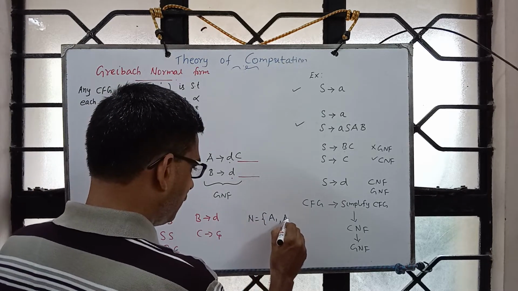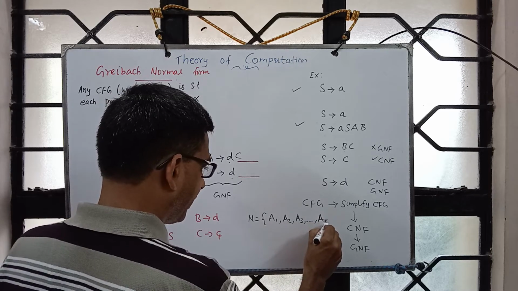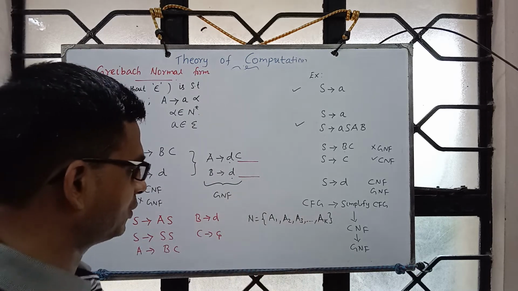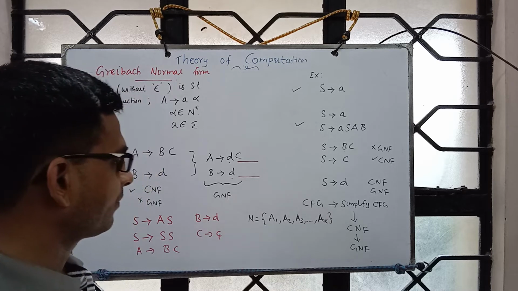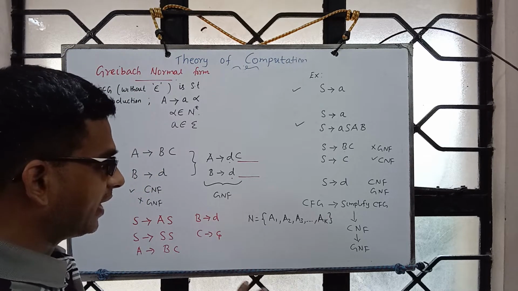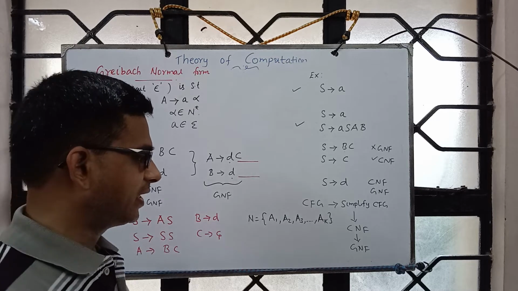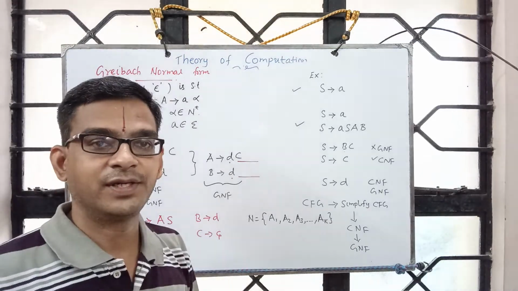So what we will do is work with A1, A2, A3, so on up to AK. Instead of S, A, B, C and so on, we will work with A1, A2, up to AK, and with that we will come up with an algorithm, and if you strictly follow that algorithm, we will obtain GNF for a given CNF.